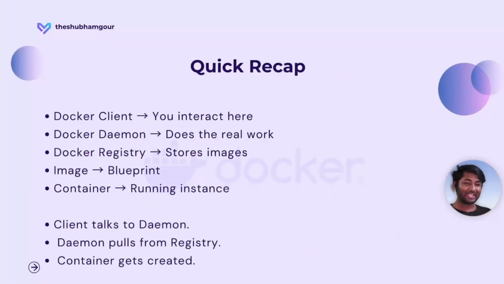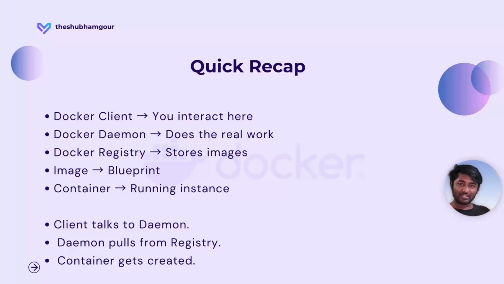Now let us take a quick recap of whatever we learned so far. First is the Docker client. It is the place where we interact. Second is the Docker daemon. It's the actual brain that does the real work. Third is the Docker registry. It is a place where we store images, just like GitHub where we store our code. Now, what is an image? Image is a blueprint. And what is a container? It is the running instance of the image. So whenever an image is executed, it turns into a container.